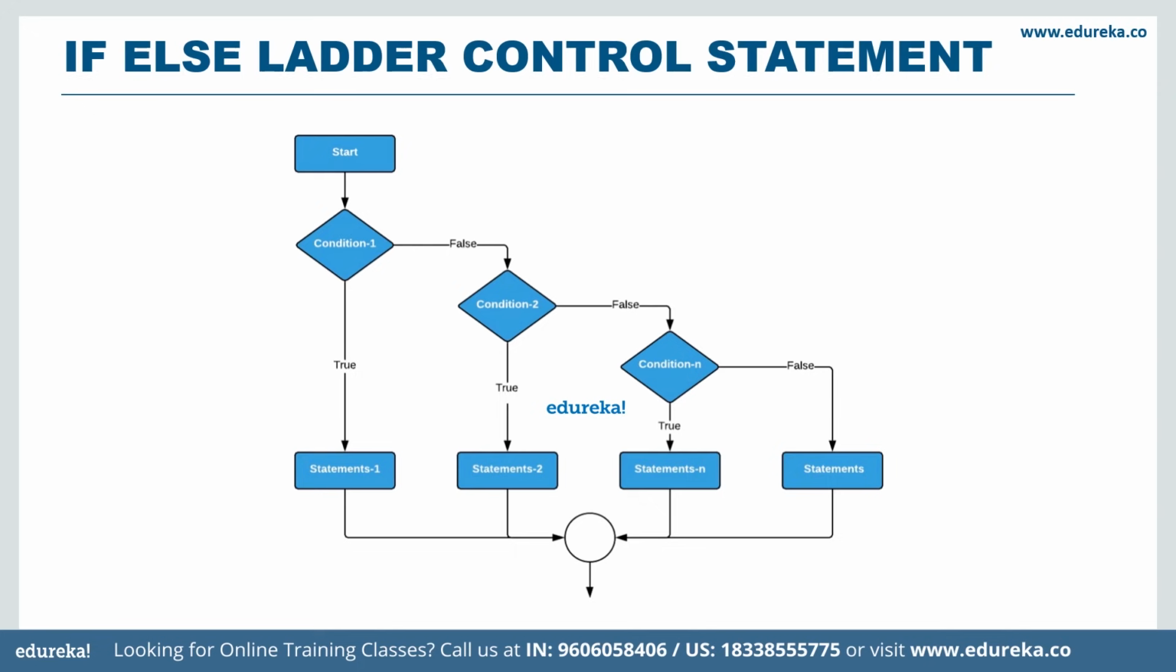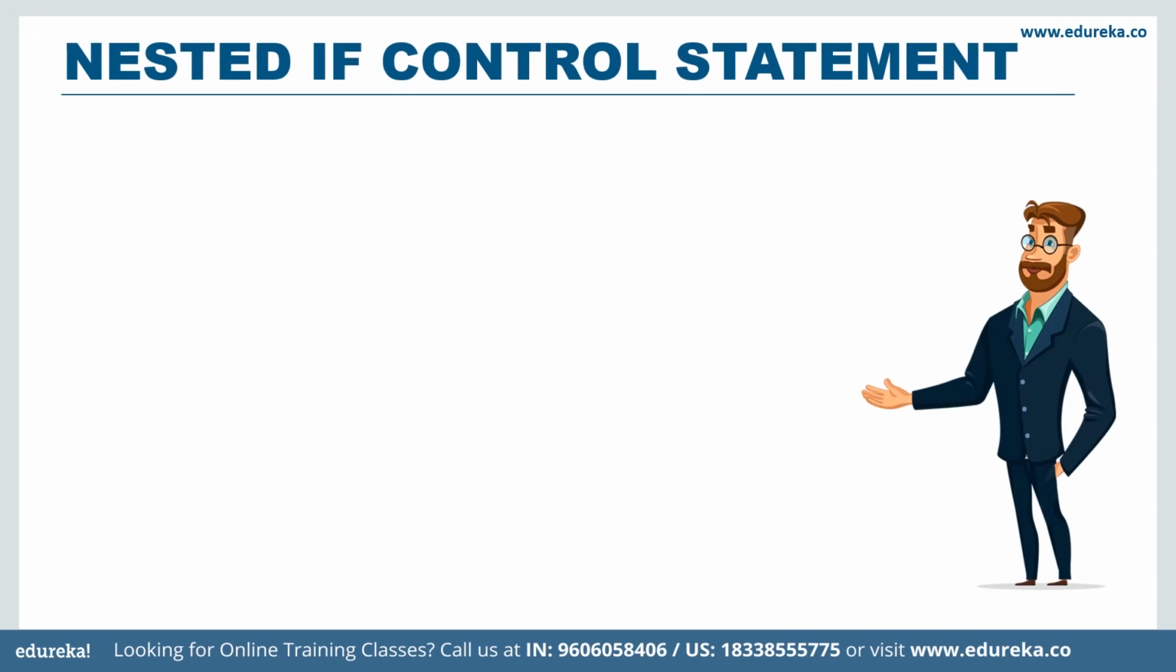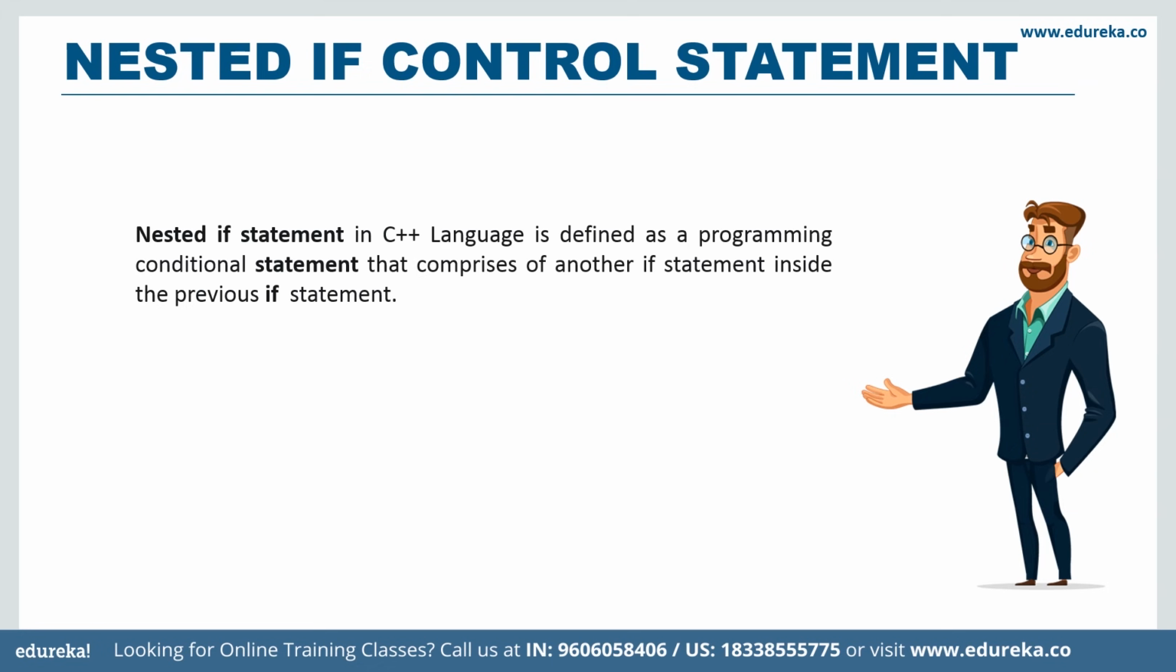Now with this, let's move on to the next type of control statement, which is the nested if control statement. The nested if control statement in C++ is defined as a programming conditional statement that comprises another if statement inside the previous if statement. Now let's see the flowchart to understand its functionality in a better way.